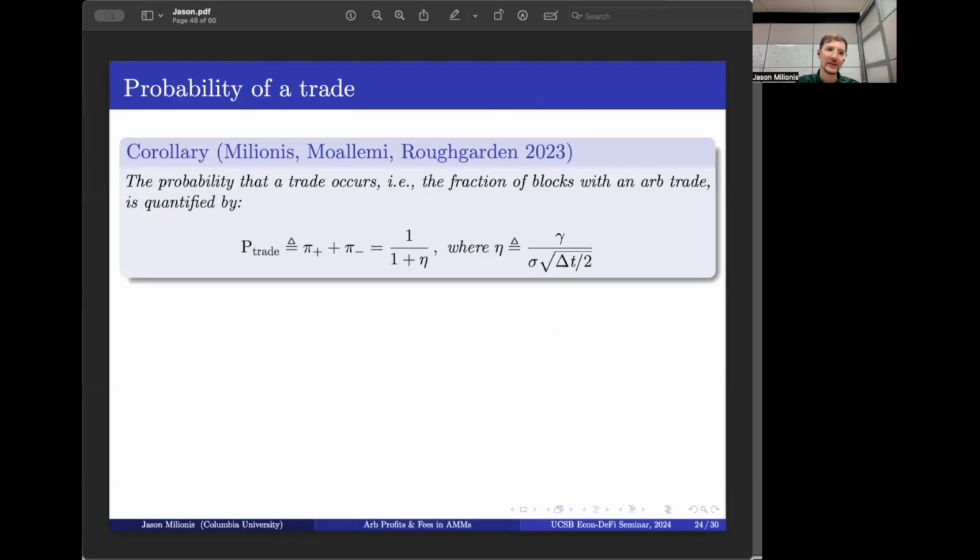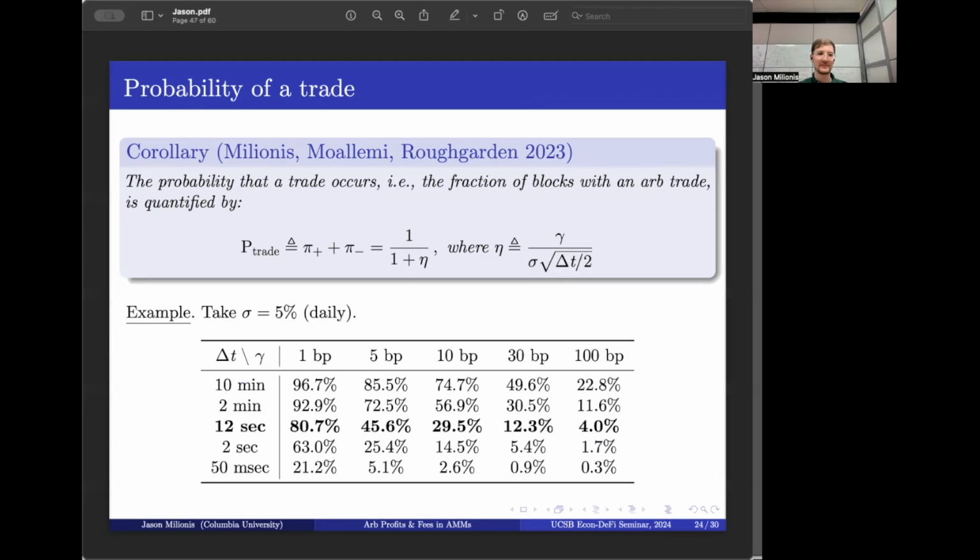Now, as a corollary, we can also obtain the fraction of blocks that we expect to see containing an arbitrage trade. And that's going to be 1 over 1 plus eta. Now, this quantity eta is the fee divided by a typical return over half of the block time. So under the geometric Brownian motion, this is going to be sigma root half of delta t. So eta is quantifying how wide your fee band is relative to how much the prices move in between the blocks.